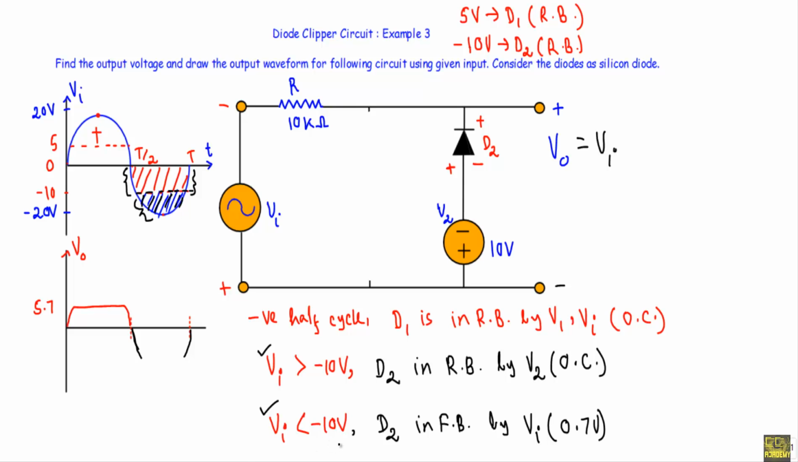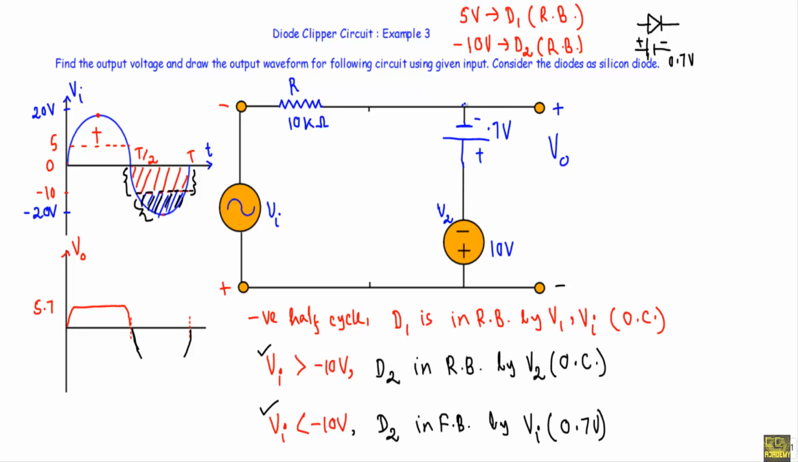When Vi is less than minus 10 volt, our diode D2 will be in forward bias due to the input voltage Vi. In that case, I can replace the diode D2 with a 0.7 volt source, and the convention of replacing a diode is like this. If I have a diode like this and it is in forward bias, I will connect the positive terminal of the voltage source at the P side of the diode D and the negative terminal at the N side of the diode D, and I will replace that with a 0.7 volt source. After replacing the diode D2 with a 0.7 volt source, I will get a circuit like this.